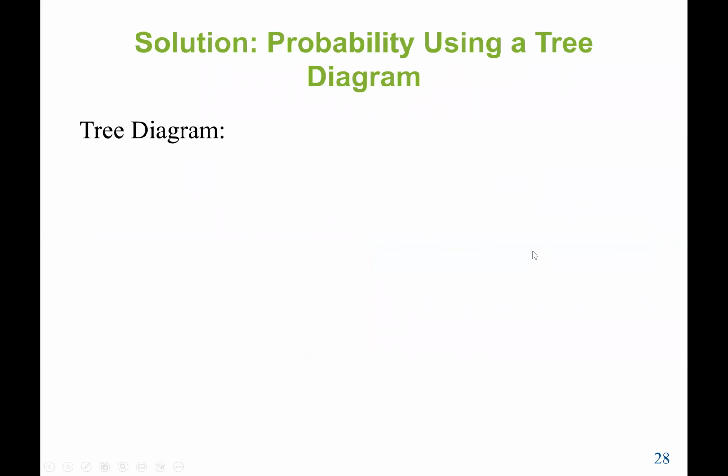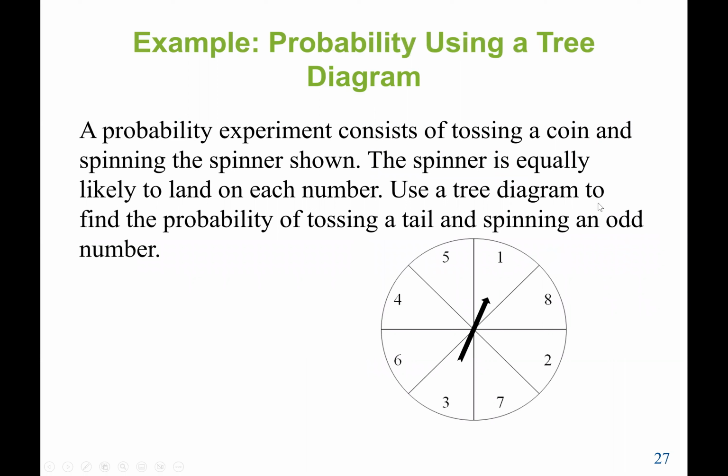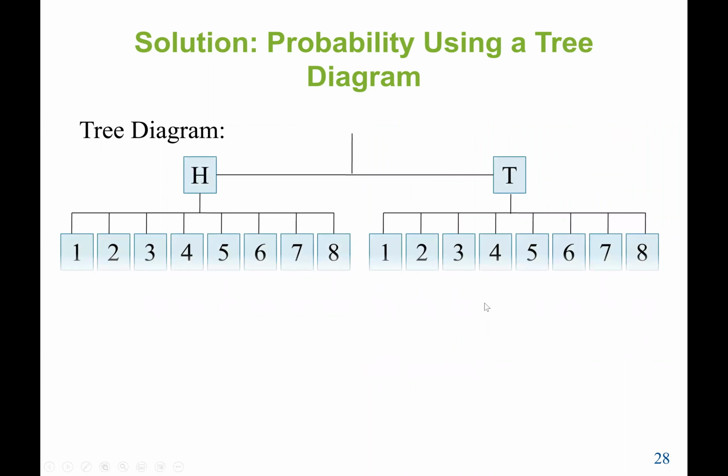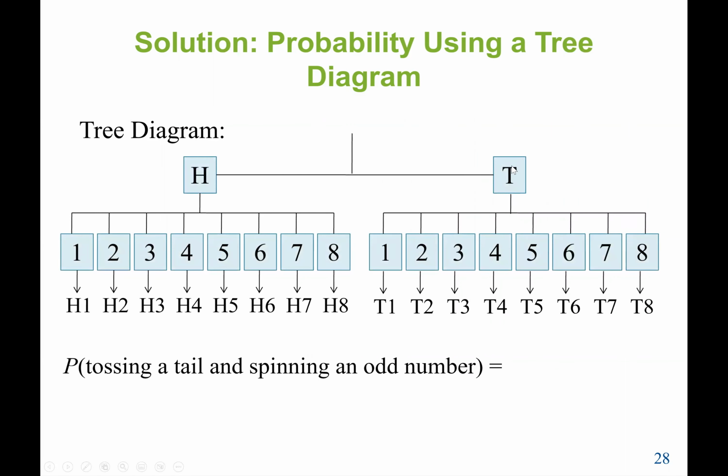Now the question said, use the tree diagram to find the probability of tossing a tail and spinning an odd number. So what we need here is a tail, which is T, and we need only the odd numbers. So it will be T1, T3, T5, and T7. So that's our main goal. So we count how many possible: T1, T3, T5, T7. So we have 4 of them.